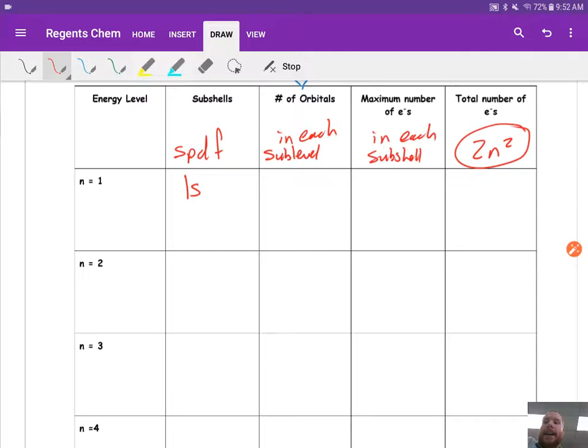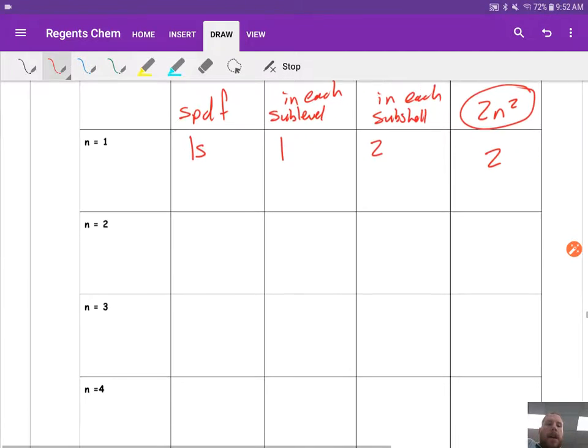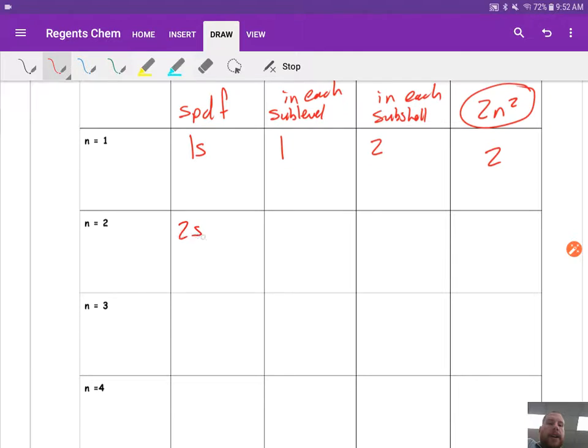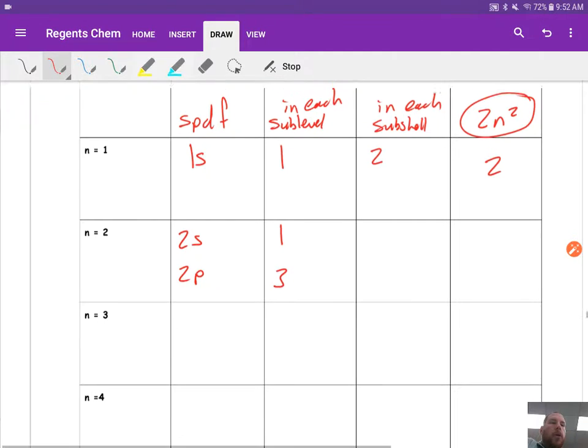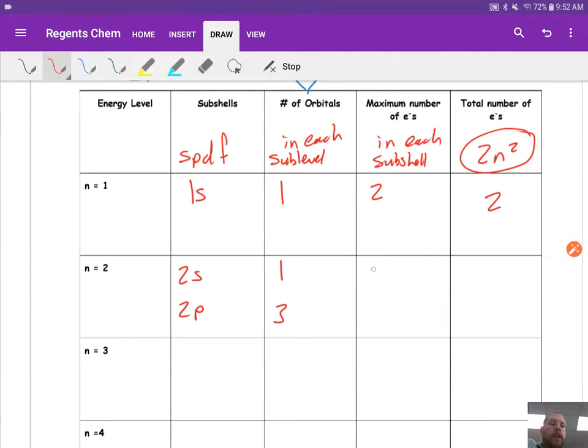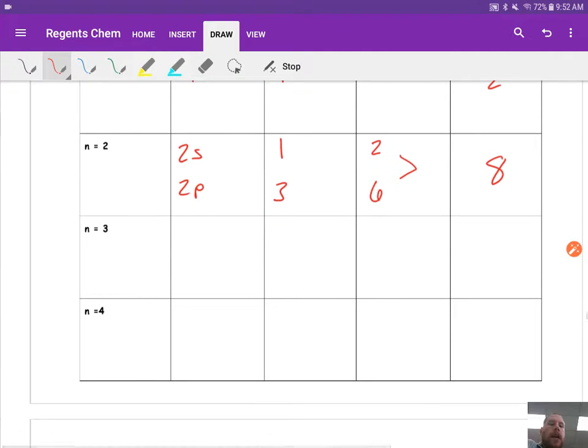Energy level 2, we would have 2s and 2p. 2s has 1 orbital, p has 3. So the total number of electrons that we can have in that orbital on the 2s is 2. The total number of electrons we could have on the 2p orbitals would be 6, for a grand total of 8 electrons in that whole entire energy level. So you can kind of see the pattern that starts to form, right? 3s, 3p, 3d, 1, 3, 5, 2, 6, 10. Add them up, we would get 18.